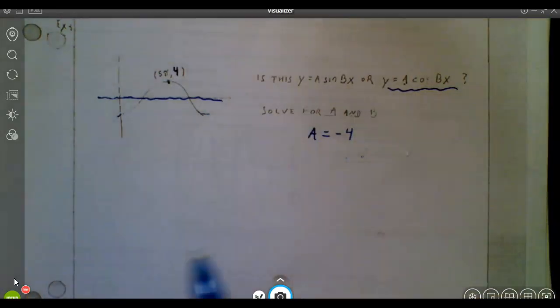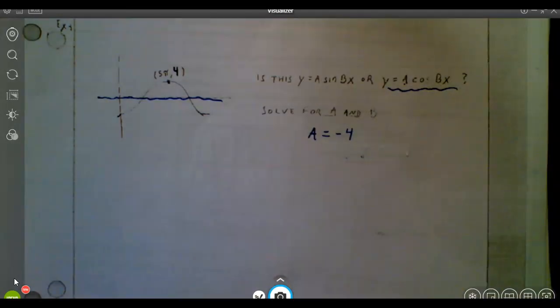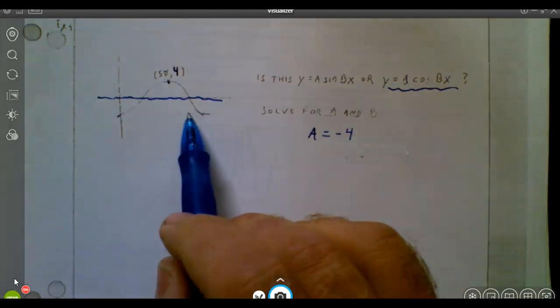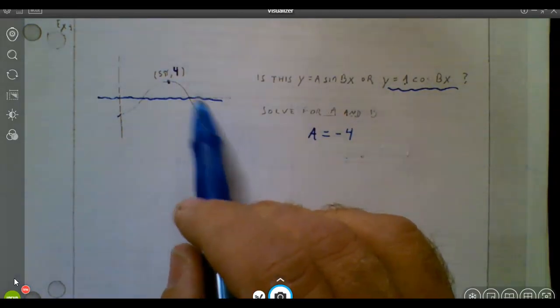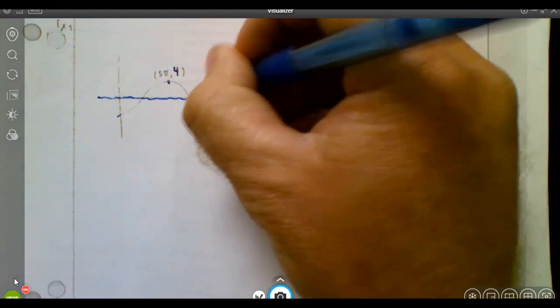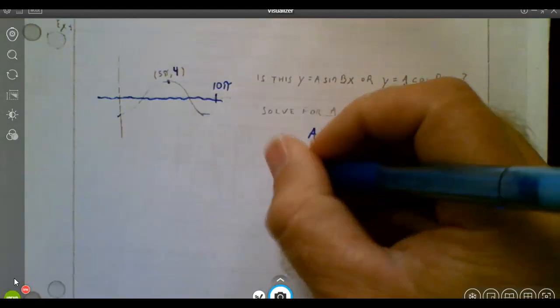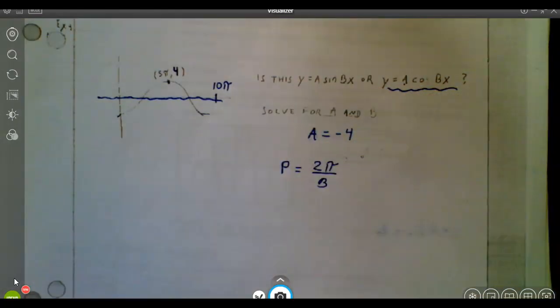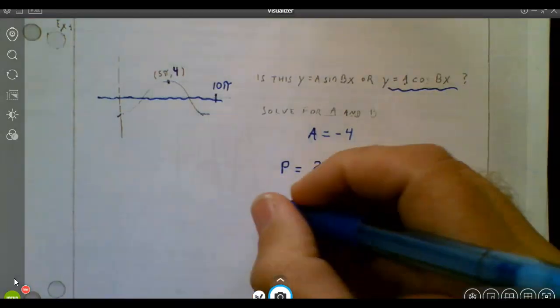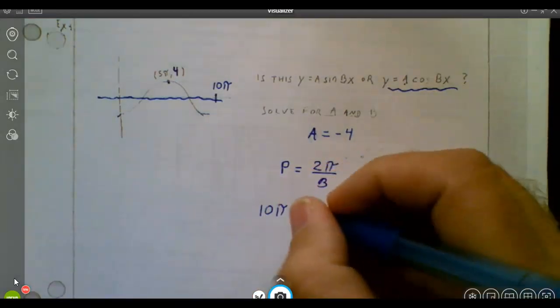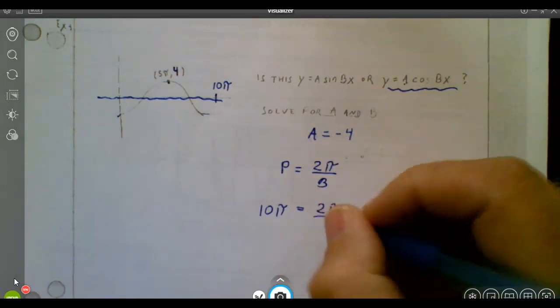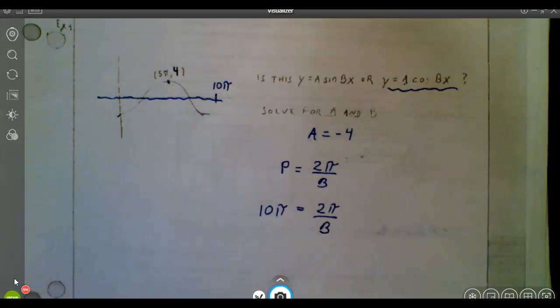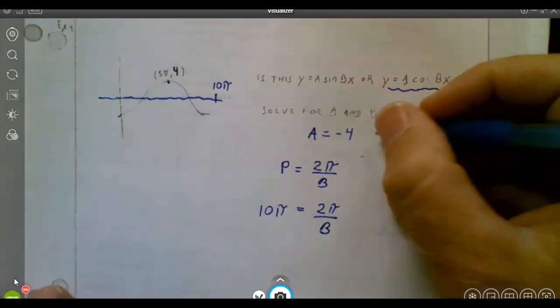Our B value helps us with the period of the graph. So if I look at one full period of this graph, how far did it go to the right? Well, if halfway through was 5 pi, it must have gone 10 pi total for one full period. And remember the formula we've been working with, 2 pi over b, is this one. So since the period is 10 pi, we can now solve that equation to figure out what b is. So if we solve that equation, we get 1/5, and that would be our b value.